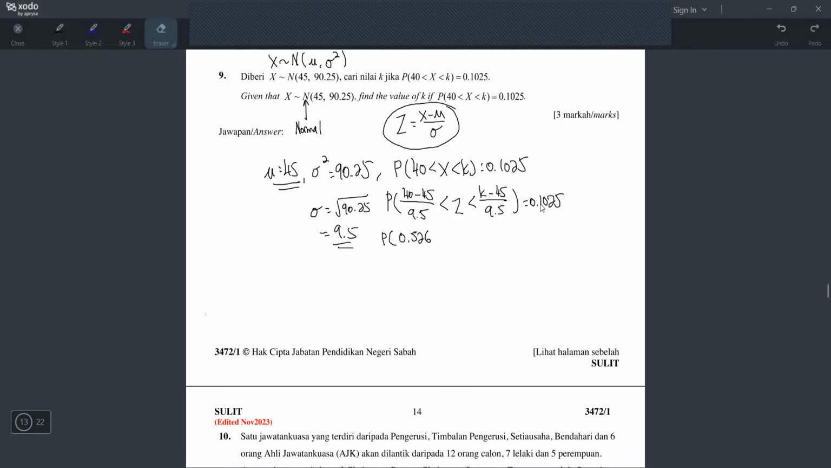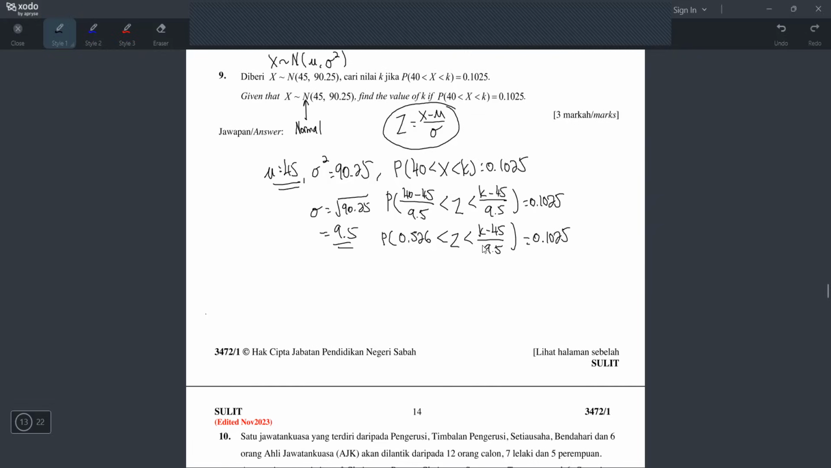Dia bagi dalam and bagi luar. Okay, tak apa, tak apa. But yang penting is this Z value we have to write 3 decimal places lah. And then here is Z, and then here cannot do. Why cannot do? Because you don't know the K, so you just leave it like this, just salin saja, and then equals to 0.1025.